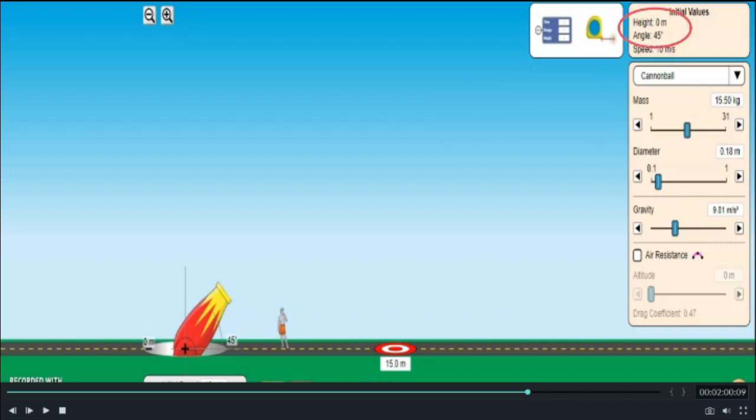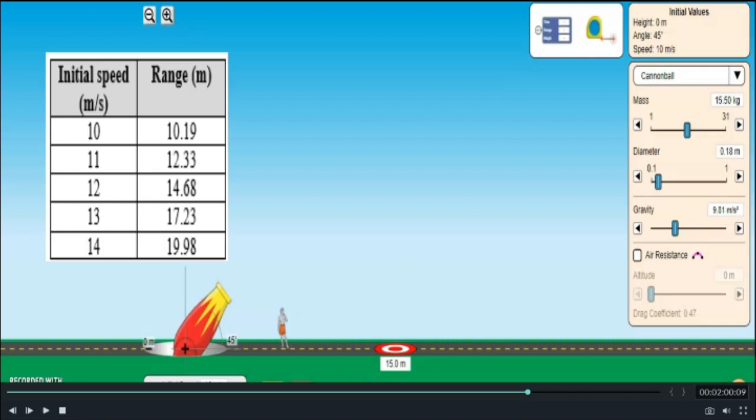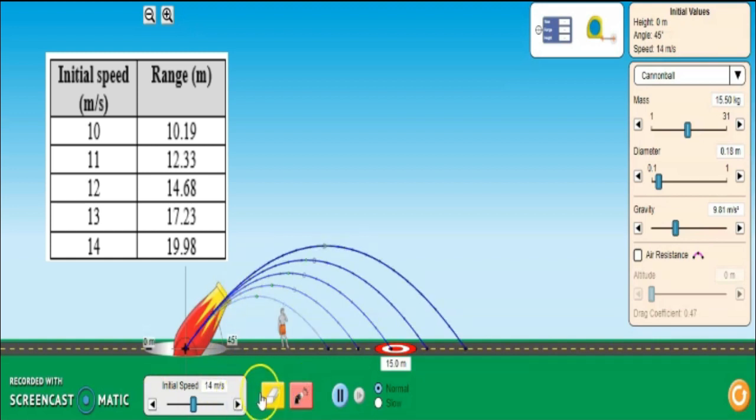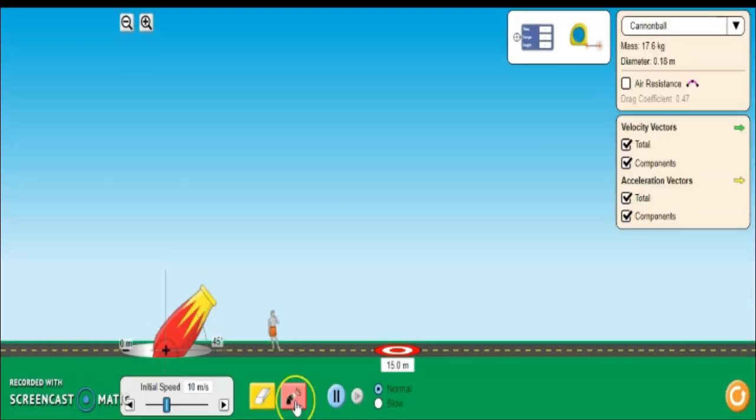In this experiment, the angle of projection is fixed to 45 degrees while gravity is fixed to 9.81 meters per second squared. The range of the object's travel when the initial speed is set to 10 meters per second, 11 meters per second, 12 meters per second, 13 meters per second, and 14 meters per second is 10.19 meters, 12.33 meters, 14.68 meters, 17.23 meters, and 19.98 meters. When launched, a projectile acquires a distinctly different horizontal and vertical velocity.